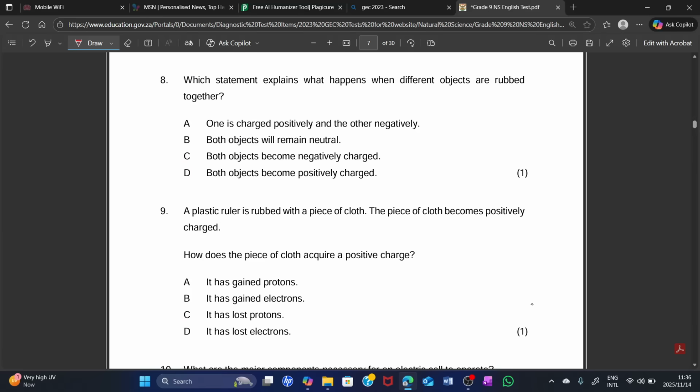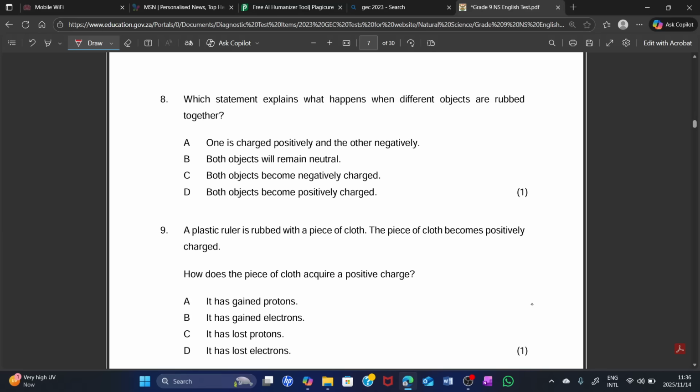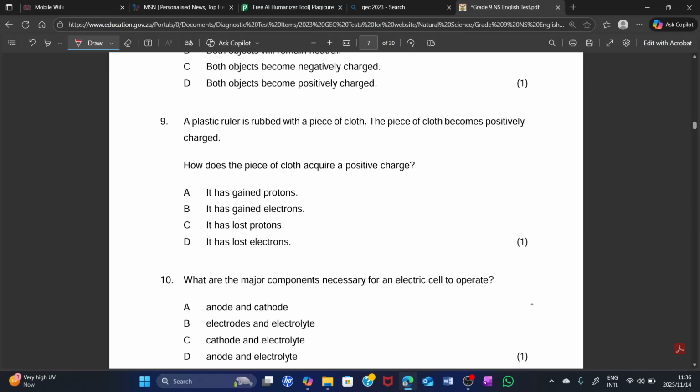Let's go to question 8. Which statement explains what happens when different objects are rubbed together? Obvious. One is charged positively and the other negatively when you rub. That is the answer for that one. Right, let's go to the next question.